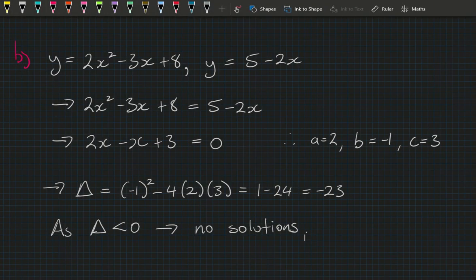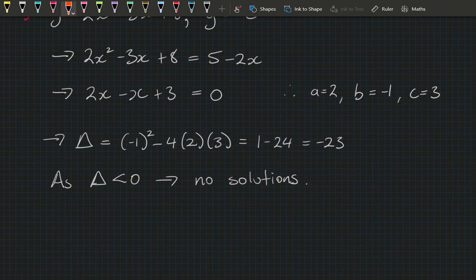Alright, so that's the end of this example. Pause the video right now and do question 6 in the new book and question 10 in the old book. And then when you come back, we'll summarize this lesson.